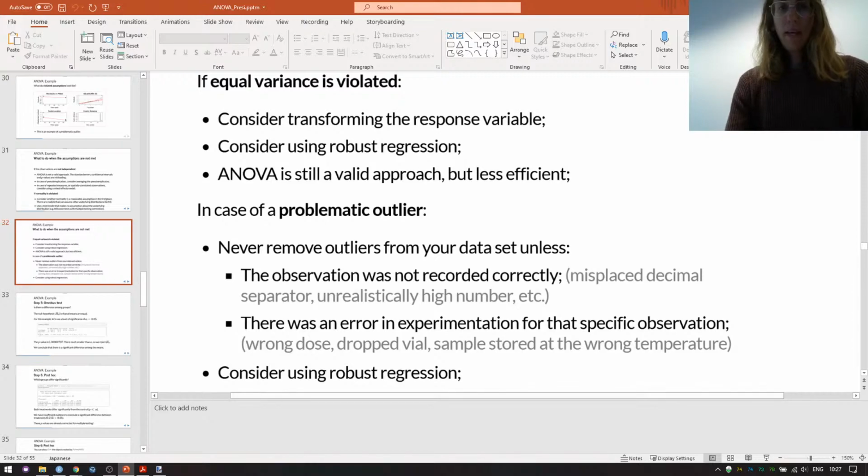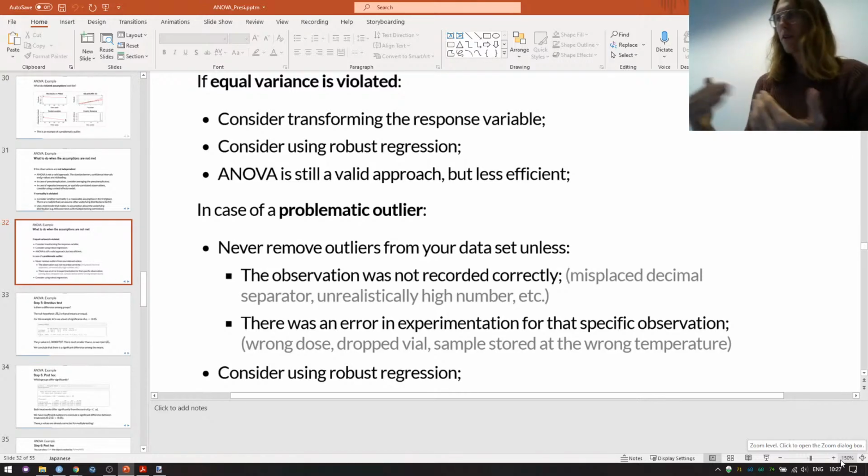Okay? If equal variance is violated, then you could consider transforming the response variable. So, for example, instead of looking at systolic blood pressure, we could look at the log or the square root of the systolic blood pressure. You could also use a robust regression, that is a type of linear regression with weights, which will also be covered later.